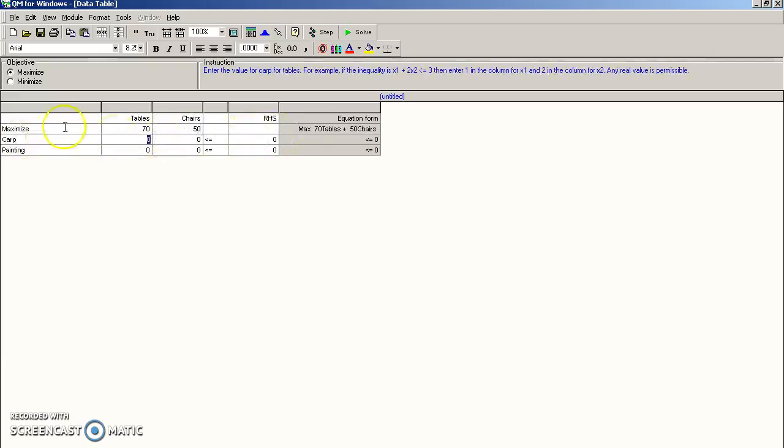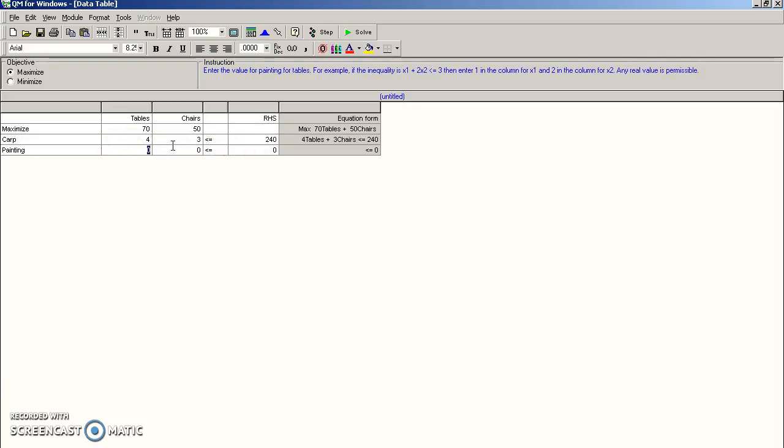And for carpentry, notice how it goes across the product line. These have to be linear. So for carpentry, it takes 4 hours to produce a table and 3 hours to produce a chair. And we're maximizing here rather than minimizing. So we're maximizing for our profit. And the most amount of carpentry time we have is 240 hours.